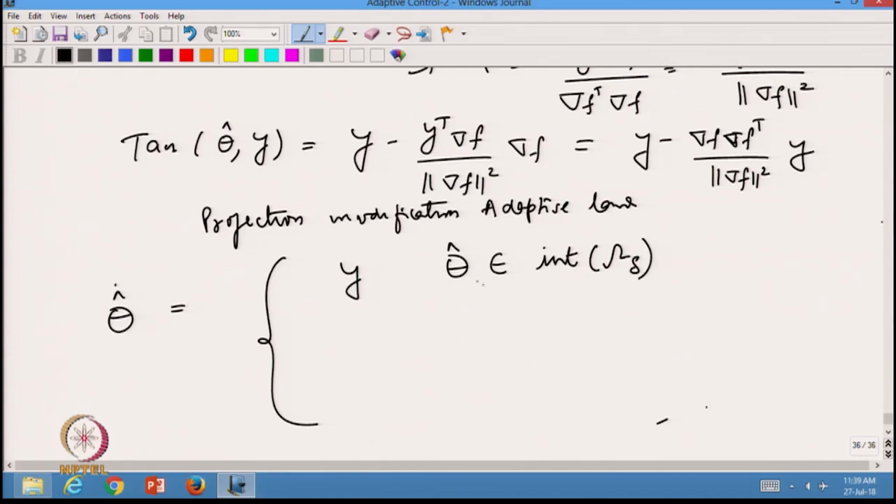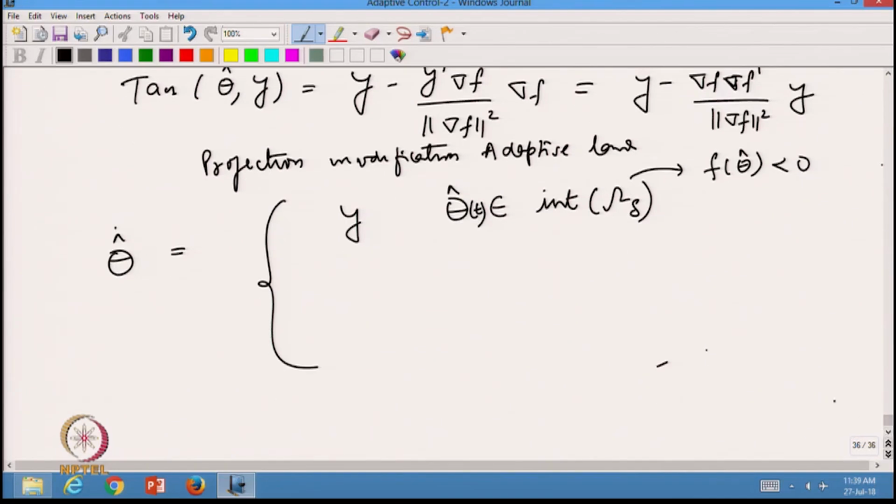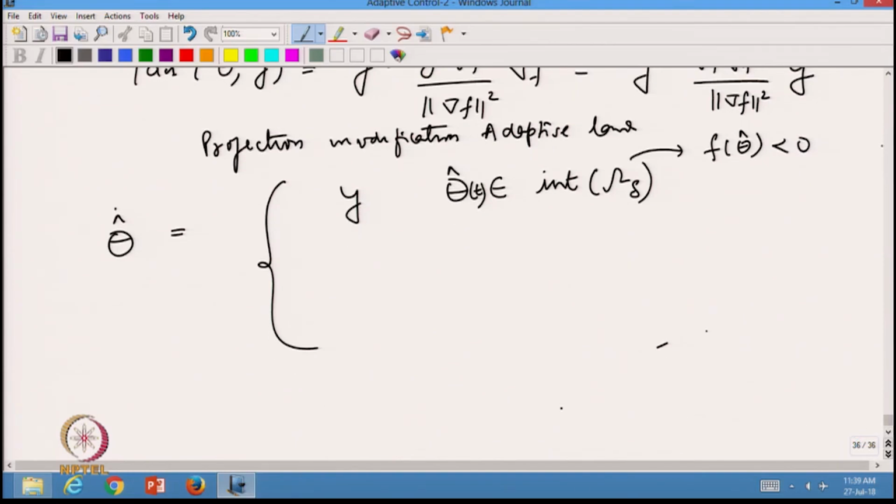So when theta hat of t is in the interior, how do we make sure that it's in the interior? We check for f of theta hat, and if it is less than 0, we know that theta hat is in the interior of the convex set. Of course, first we have to construct a convex set, but let's assume that we have constructed this set omega delta, and then the estimate theta hat is within this convex set, then we are fine. We just use the unmodified adaptive law.